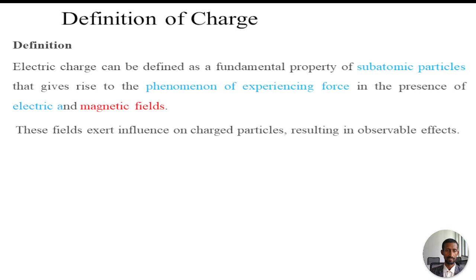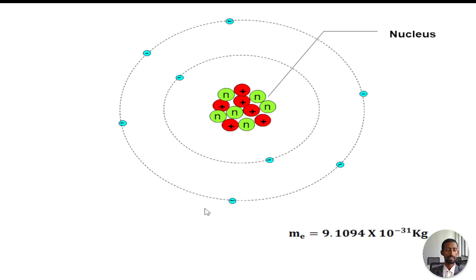It may be either attraction or repulsion, depending on whether it is a positive or negative charge. These fields exert influence on charged particles, resulting in an observable effect. It may be attracted or repelled. This is the observable effect.